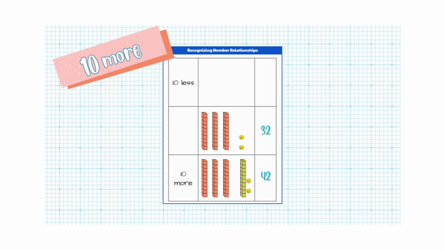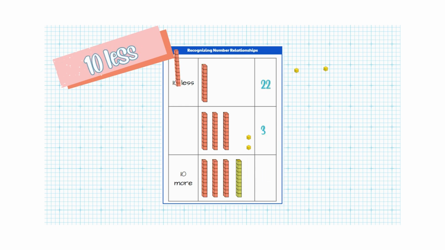Students then begin to determine what 10 more is of the given number and what 10 less is of a given number. The number relationships mat is a valuable tool that supports students' understanding of 10 more and 10 less. It offers visual and hands-on learning opportunities, reinforces place value understanding, aids error detection and correction, and lays a foundation for more advanced math concepts.